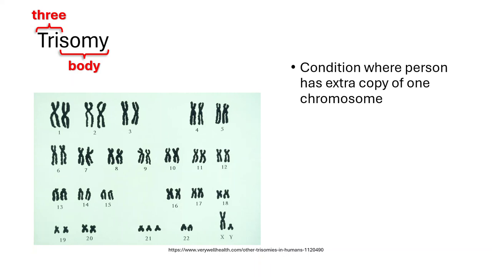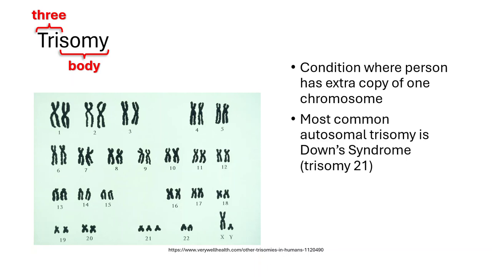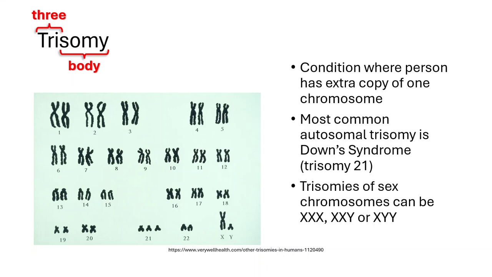Now, most autosomal trisomies are lethal, meaning they will not even result in a live birth. The most common trisomy that exists is trisomy 21, which is Down syndrome. It's the main autosomal trisomy that can result in not only a live birth, but a person who can actually live to adulthood, depending on the severity of the trisomy. So here we see a karyotype, or a picture of the chromosomes, of an individual who has trisomy 21 and has Down syndrome.